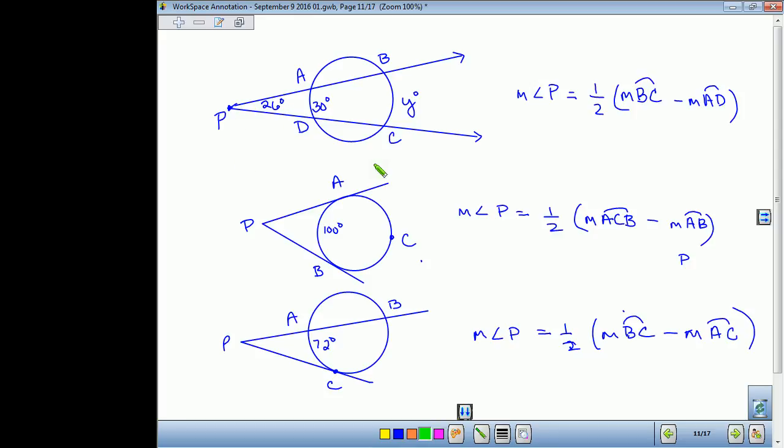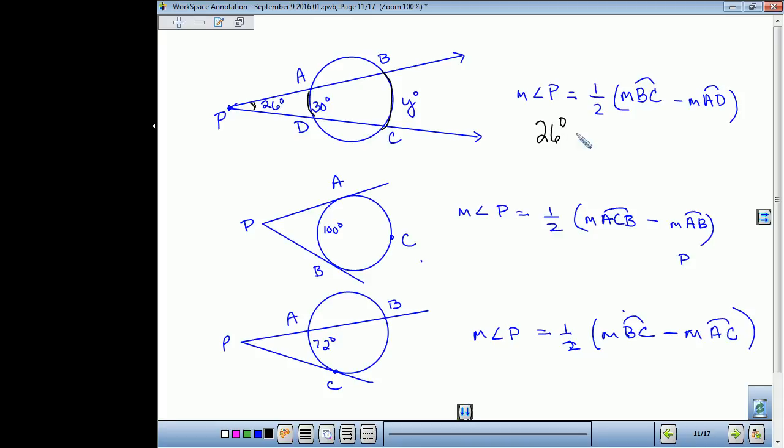Add in some numbers and turn these into examples. So you could do that too. On the first one where we have the two secants, I told you that this outside angle is 26 degrees. This arc is 30 degrees, and you're asked for this arc. If the outside angle is half the difference, we'd always do big arc minus little arc, divided by 2, is equal to the outside angle.